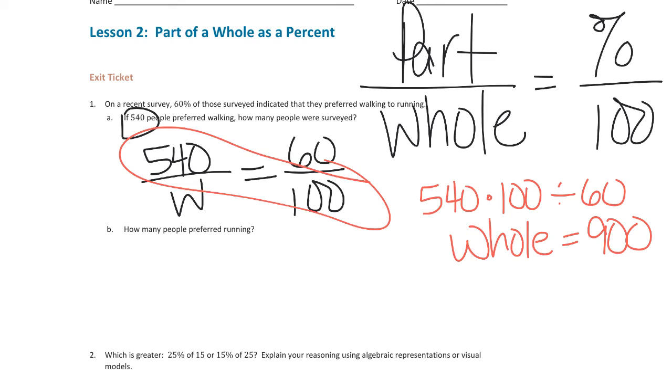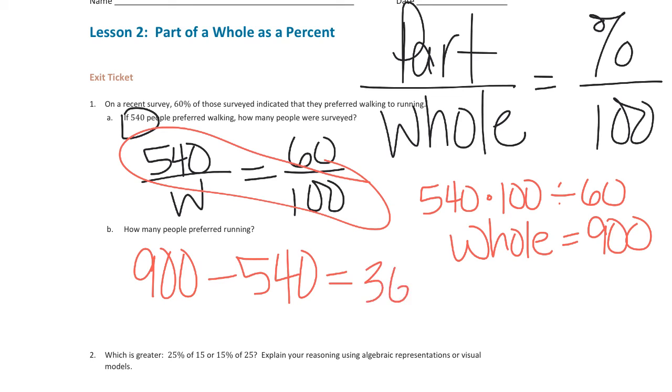Now it says how many people preferred running. Well, if there were 900 people total and 540 prefer walking, I just have to subtract there. So 900 minus 540 is 360.